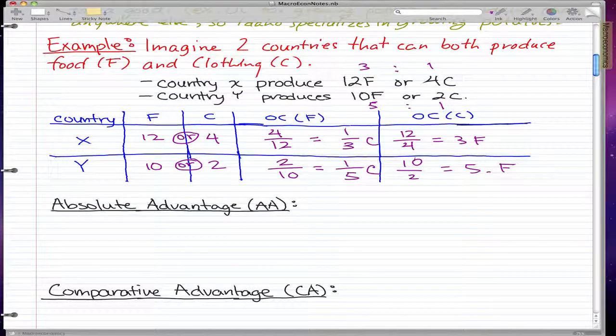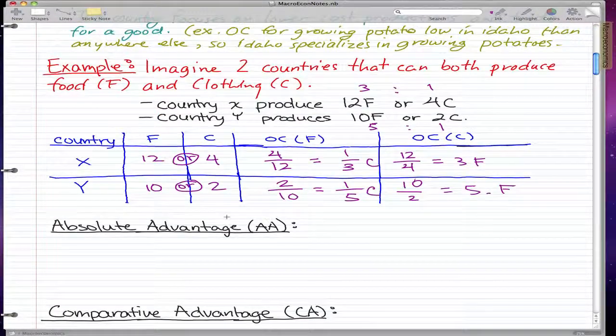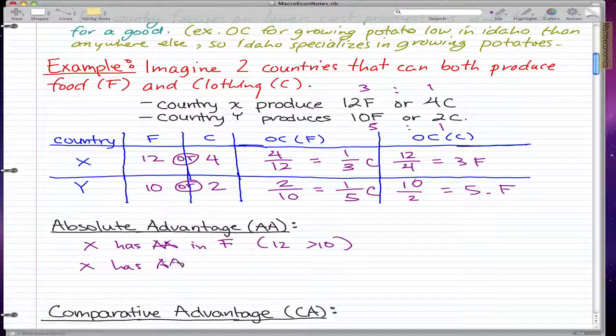And absolute advantages. So if I ask you the question, which country has the absolute advantage for producing food? Well, absolute advantage is pretty much, remember, who can produce more. So in this case, who can produce more food? Well, X has the absolute advantage in food because they make 12 food compared to country Y, who makes 10. So 12 is greater than 10. Similarly, X also has the absolute advantage in clothing because they make 4 compared to 2.